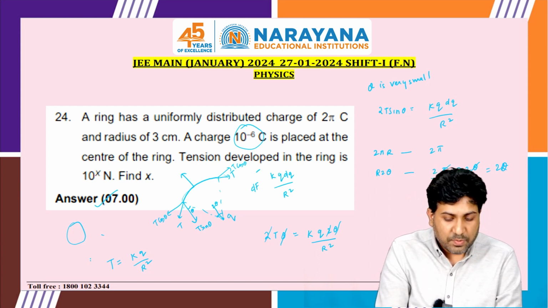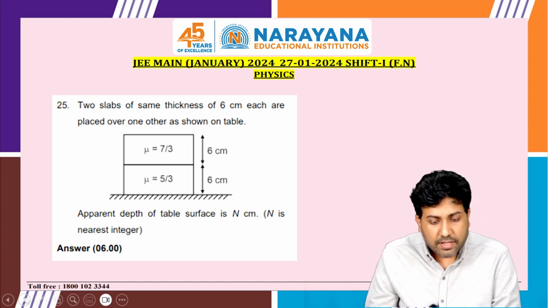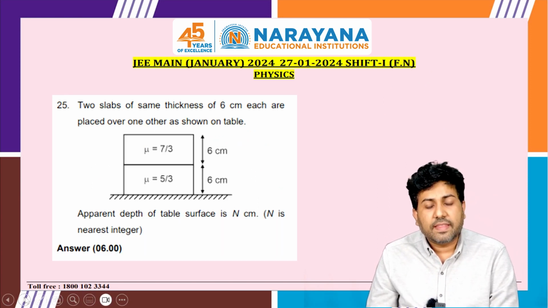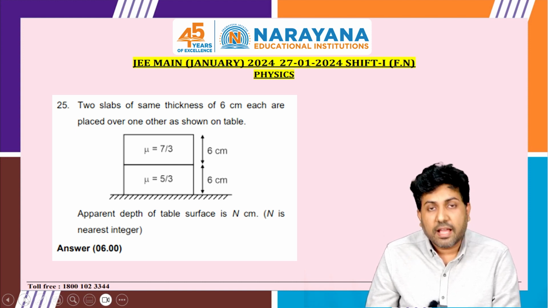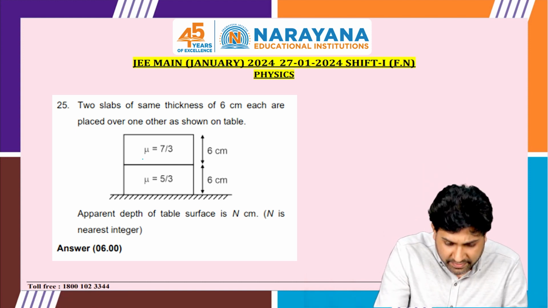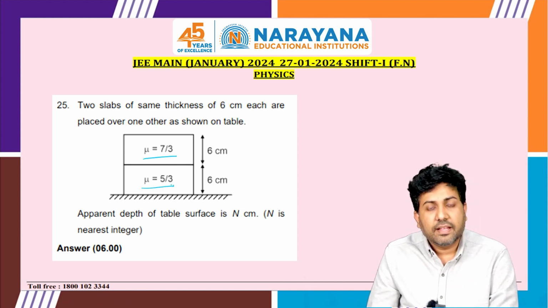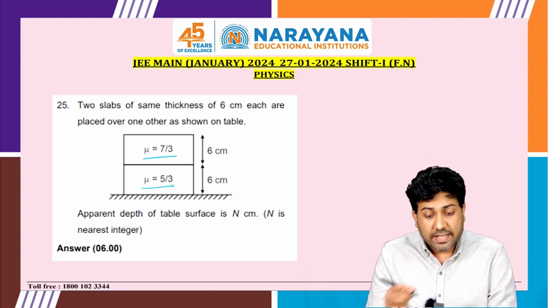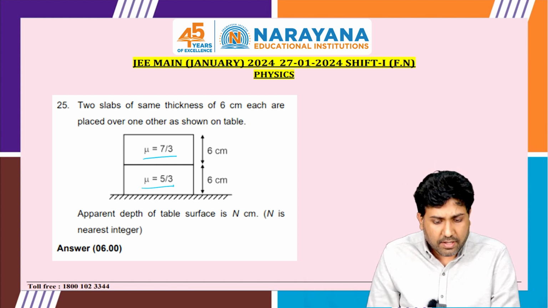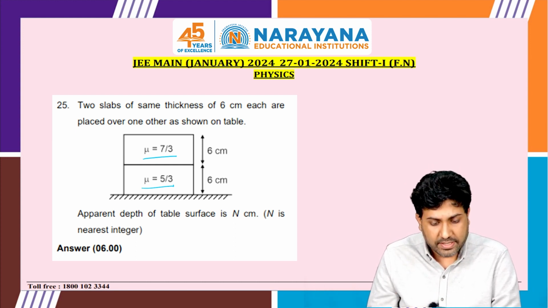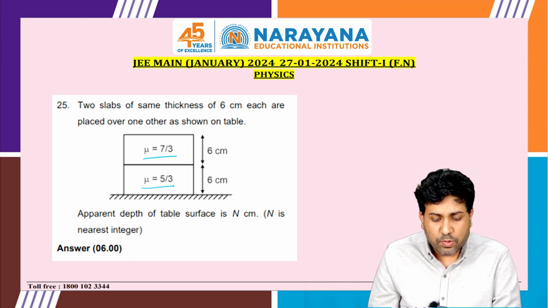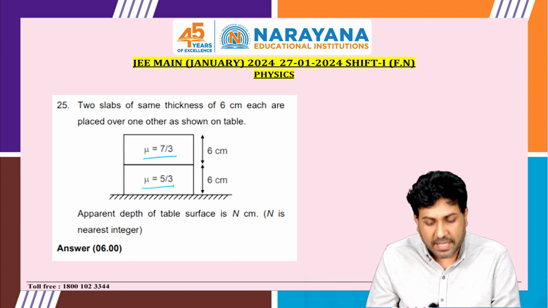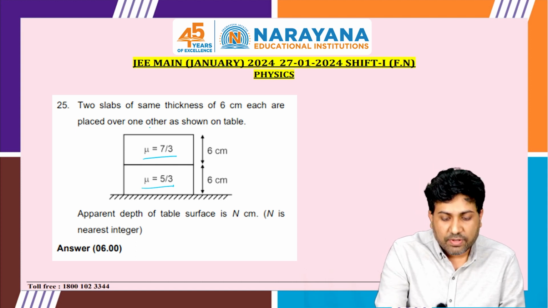Okay, let's proceed to the next question then. In this question, it is given that there are two slabs of same thickness and they are placed one over the other. The refractive indices are different, and they have given the values: mu is 7 by 3 for the upper one, and the value of mu for the lower one is 5 by 3. They are asking what is the apparent depth of the table surface when I look from the top.